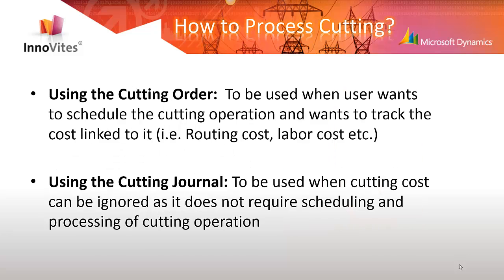In cable solution, there are two ways to perform the cutting operation: using the cutting order or using the cutting journal. When a company wants to track the efforts being spent on the cutting operation or the cost linked to it, they can use the cutting order, which can be scheduled and processed like a normal production order. Alternatively, a company can use the cutting journal if the cost of the cutting is minimal and can be ignored.